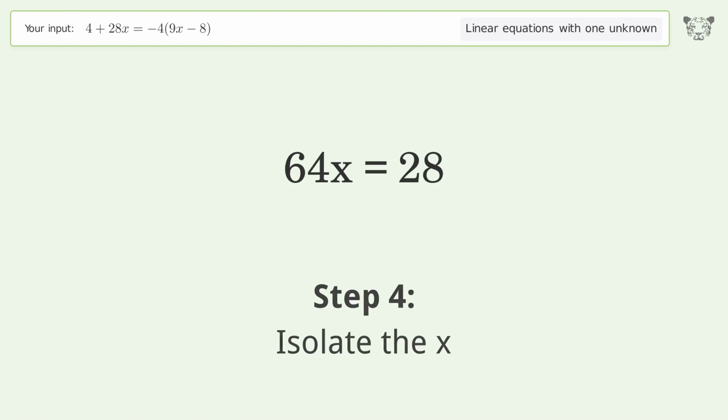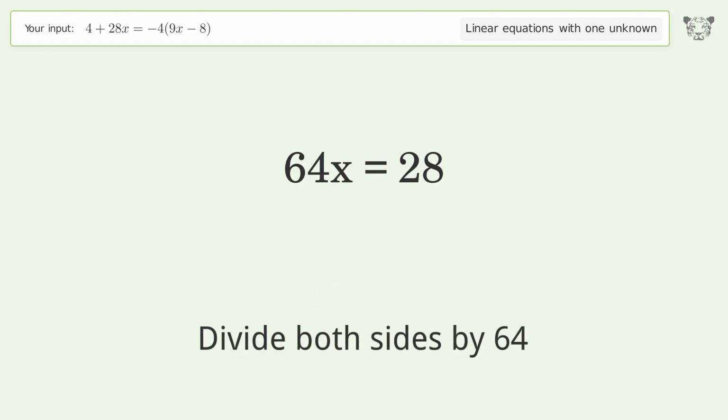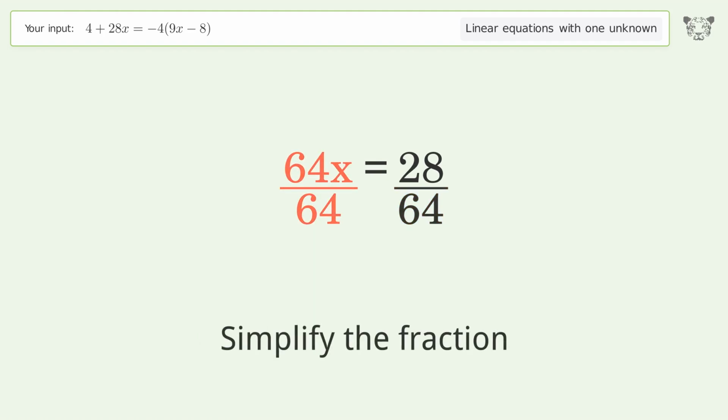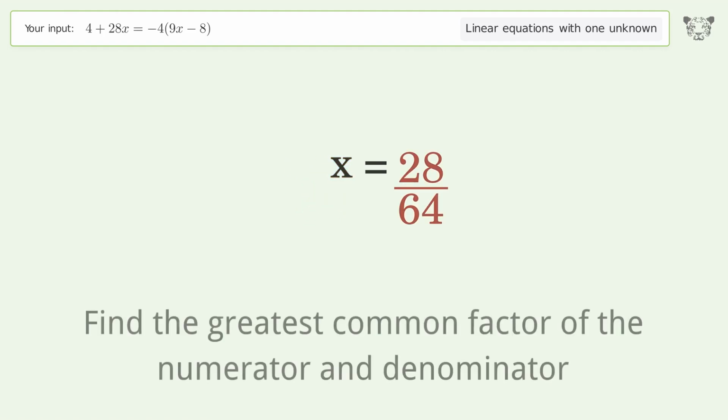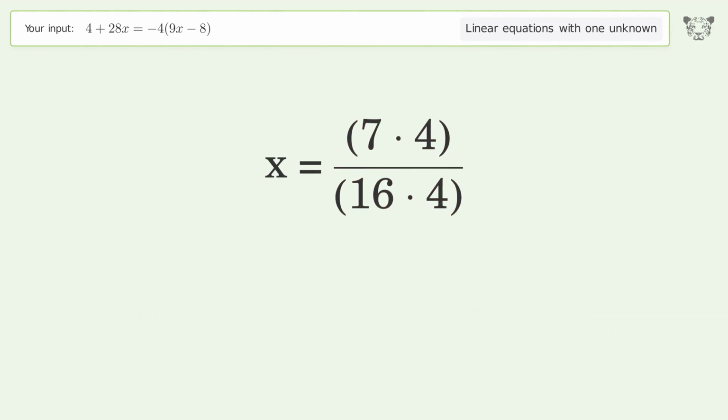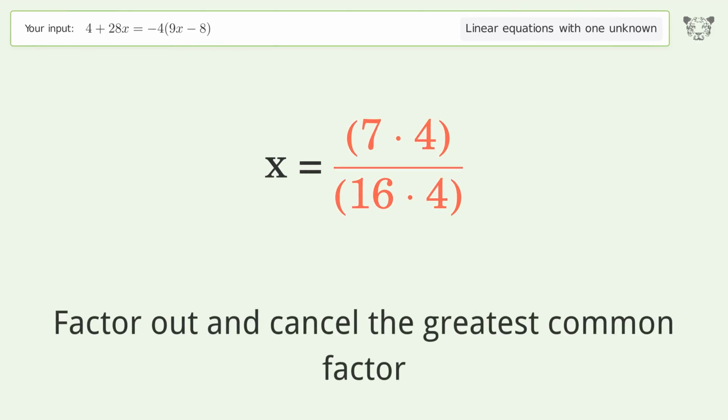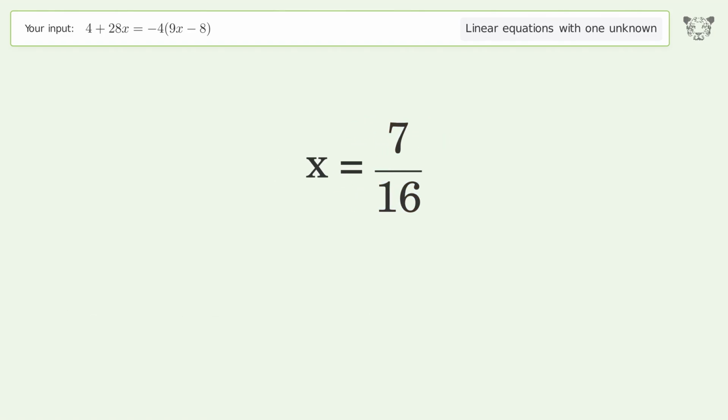Isolate the x. Divide both sides by 64. Simplify the fraction. Find the greatest common factor of the numerator and denominator. Factor out and cancel the greatest common factor. And so the final result is x equals 7/16.